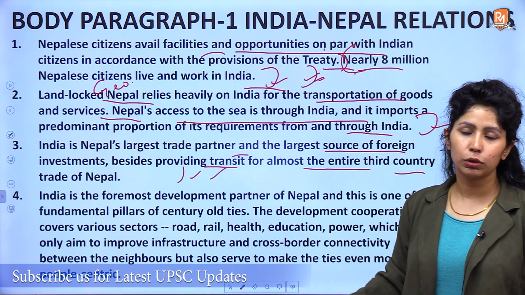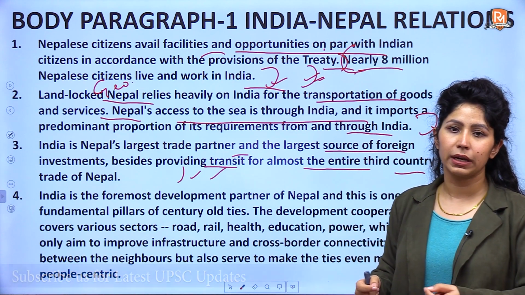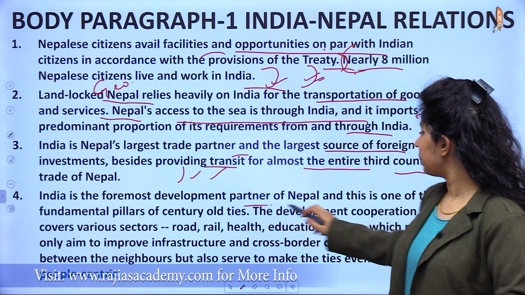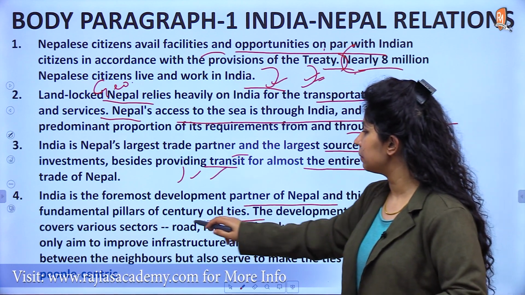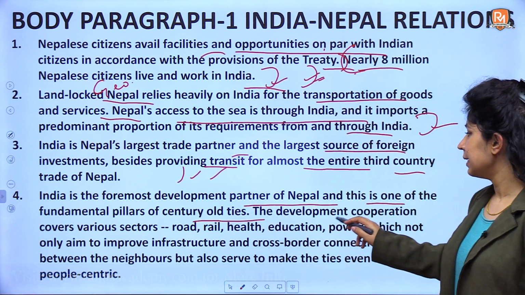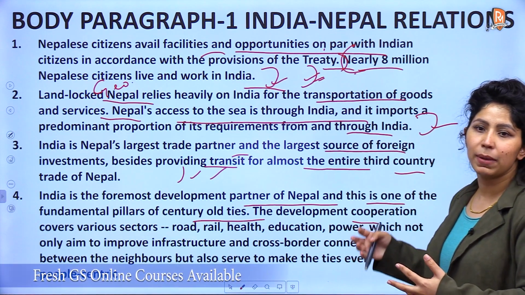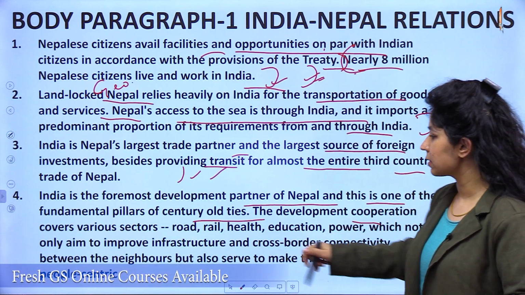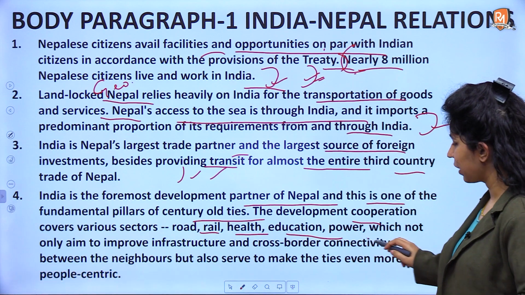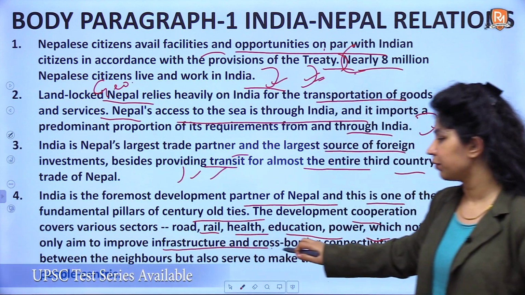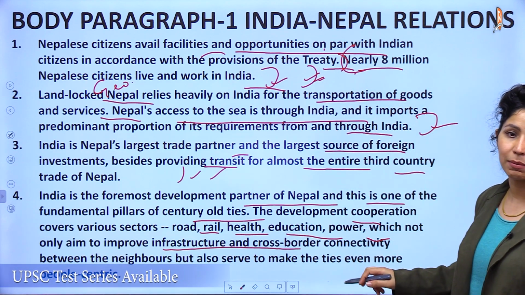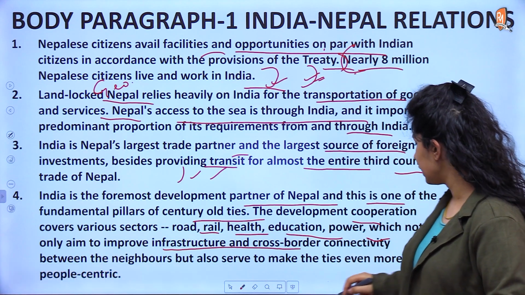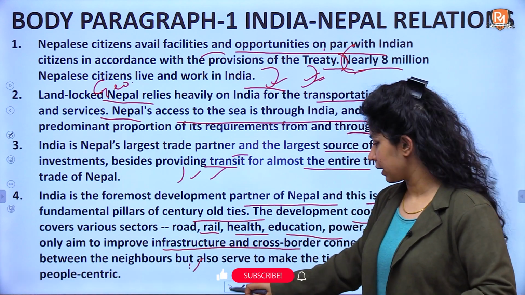Then from the fourth point onwards, we'll talk with respect to India. India is the foremost development partner of Nepal, and this is one of the fundamental pillars of century-old ties. The development cooperation covers various sectors: road, rail, health, education, power, which not only aim to improve infrastructure and cross-border connectivity between the neighbors, but also serve to make the ties even more people-centric.